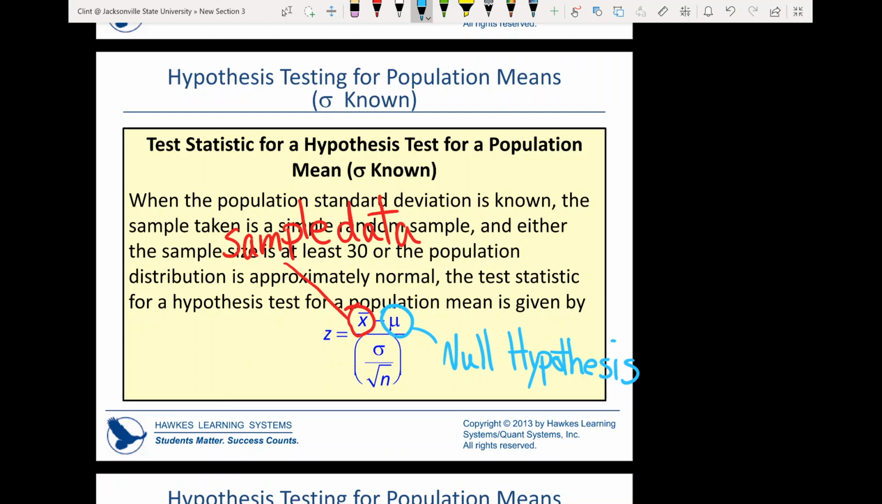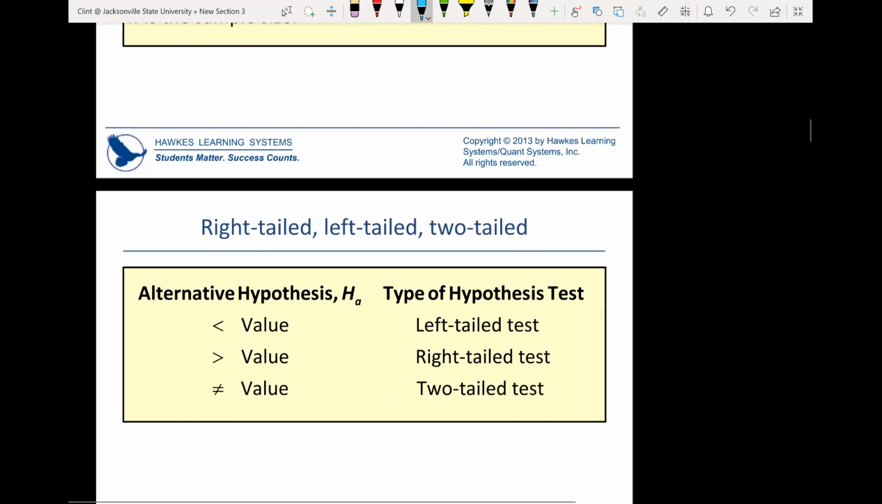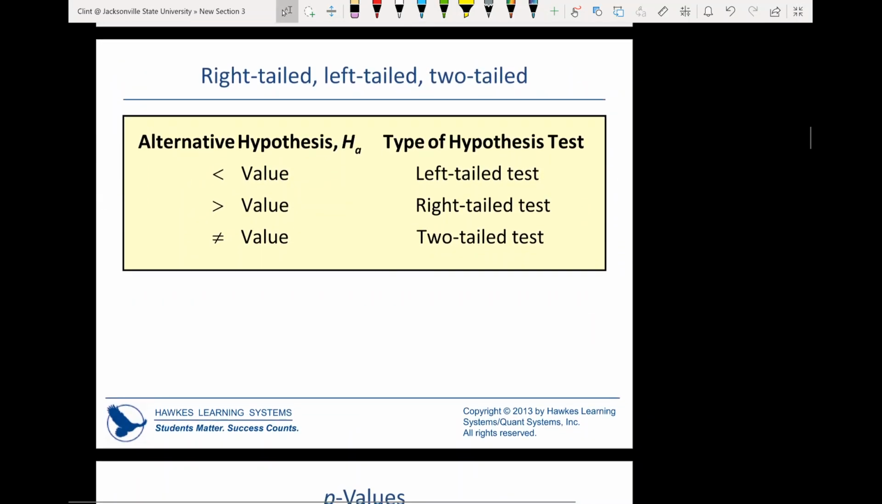But before we can talk about p-values, we need to talk about the fact that when we're doing a hypothesis test, there are three versions. We say there are three types of hypothesis tests we can do. We can do a right-tailed test, a left-tailed test, or a two-tailed test. And the way we figure out which setup we have is by looking at the alternative hypothesis, HA.